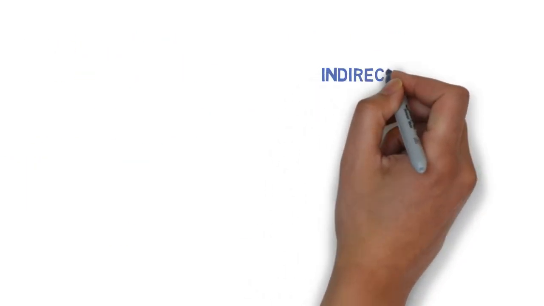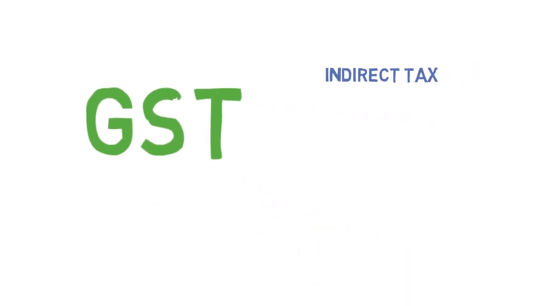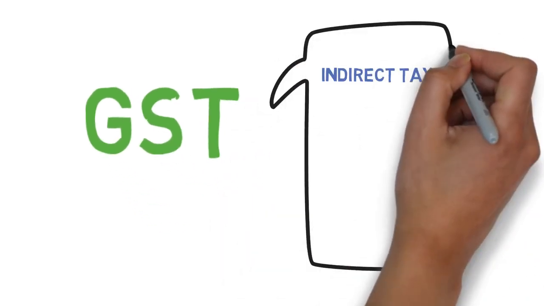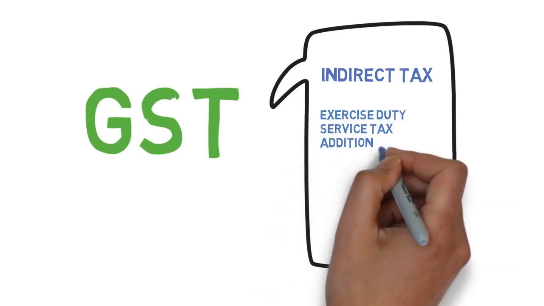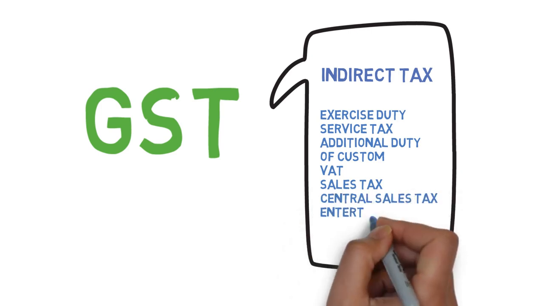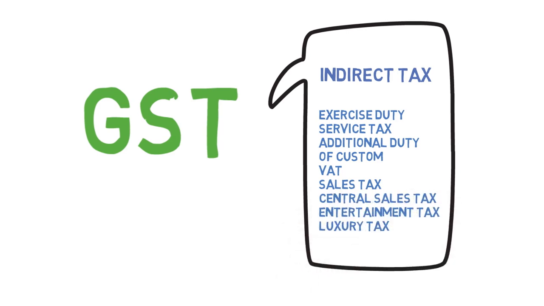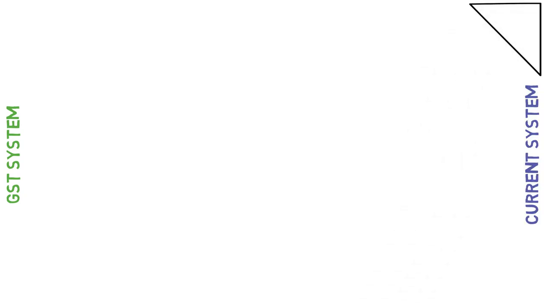Here, the point of interest is indirect taxes, because GST will replace all indirect taxes, which include excise duty, service tax, additional duty of customs, VAT, sales tax, central sales tax, entertainment tax, luxury tax, etc. So the question is how GST is different from the current taxation system in India. I'll explain this with a simple example.